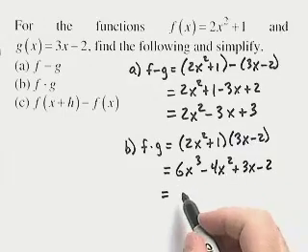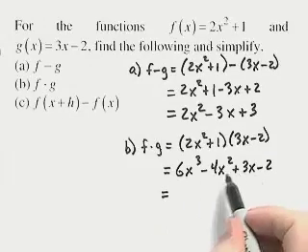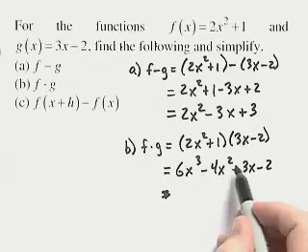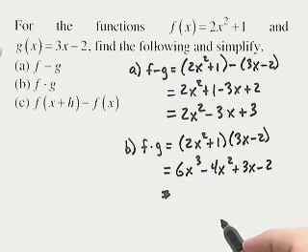Collect the like terms if there are any. There are no like terms that we can collect, and so f times g is just 6x³ − 4x² + 3x − 2.